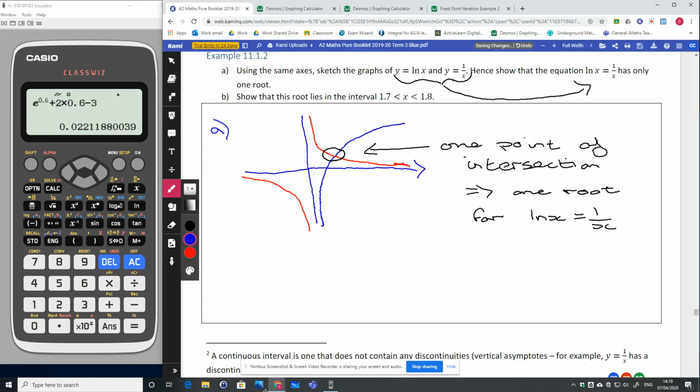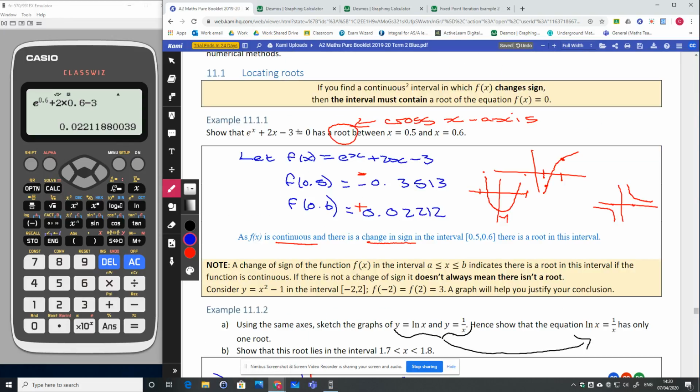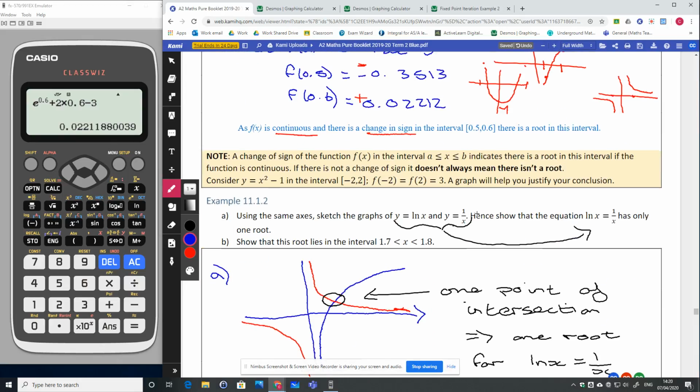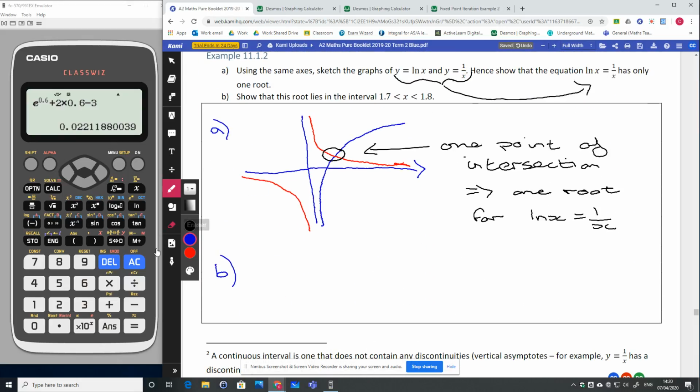So when we consider B, show that this root lies in the interval 1.7 to 1.8. What you want to do is always make your equation equal to 0, because that allows you to go back to this example here where we're looking for a change of sign. So if you notice, we were equal to 0, and because we were going equal to 0, that means we're looking at where it crosses the x-axis, and it just makes it a little bit easier to show. So if we let f of x equal ln x minus 1 over x, you could also do 1 over x minus ln x, it does not matter.